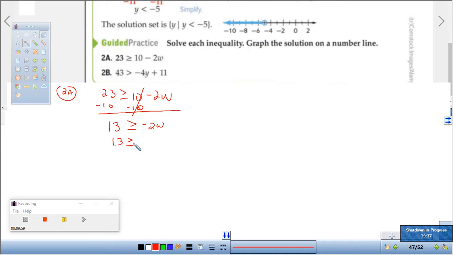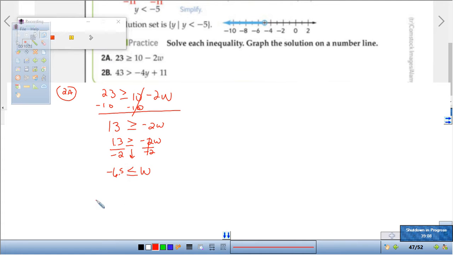13 here, greater than or equal to 2w here, divided by negative 2, divided by negative 2. These cancel out. Remember, this switches. I'm switching it now. Negative 13 divided by negative 2 is a negative 6.5. So there's my answer.